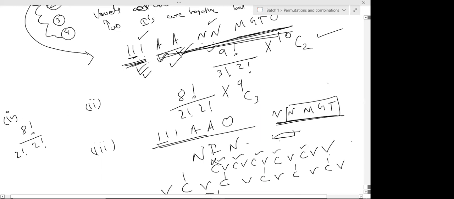Now I have 2 things. One is this bundle of 2 I's, and one is the other I. And how many gaps do I have? 9 gaps. 2 things to fill, so 9C2. And now I have to arrange them in the gaps, because these 2 are different. So 2 factorial for that. This is the answer. I don't have to arrange them in the bundle because the 2 I's are identical. Is it clear? Yes, sir.